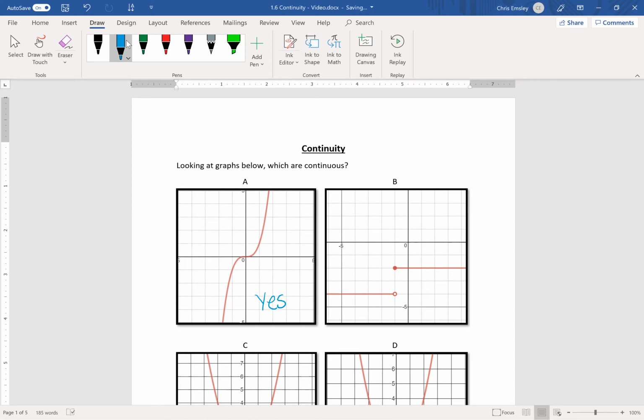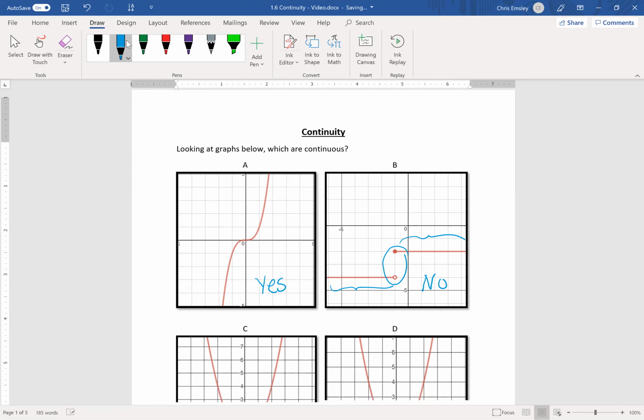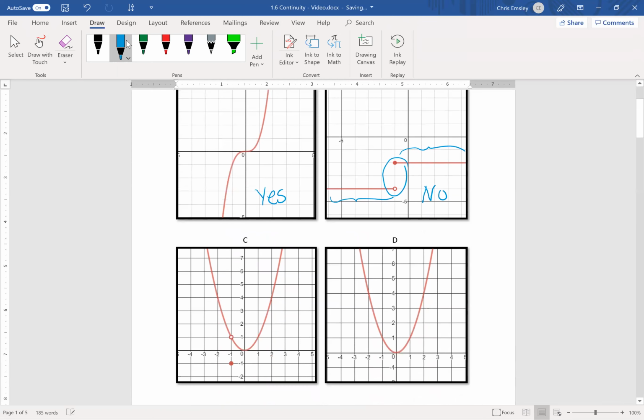But if we move over here to graph B, you can see right away that it comes in 2 different pieces. We have this part down here, and we have this part right there with a hole in between the two. So even though we haven't talked about the formal definition of continuity, you probably can imagine that that one is no, that is not continuous.